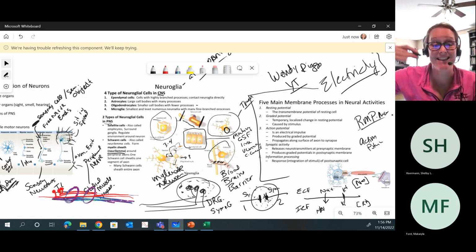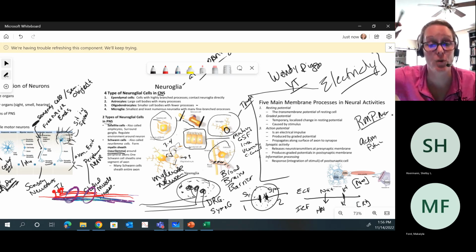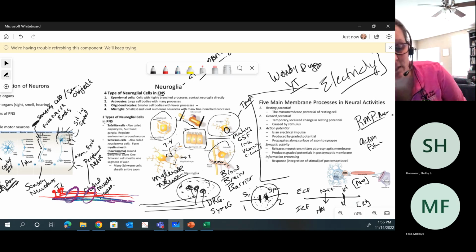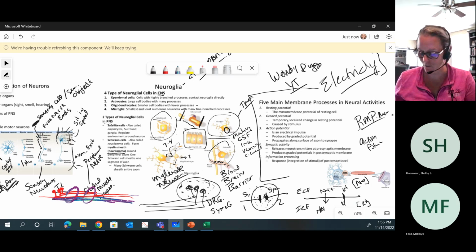How do I excite the neuron and get an excitatory potential? How do I get an inhibitory potential? And then how do I, at the axon, when I hit threshold, get an action potential, and what is it that happens during the action potential? Which ions come in, which ions go out? What do we call depolarization? What do we call repolarization? What do we call hyperpolarization?